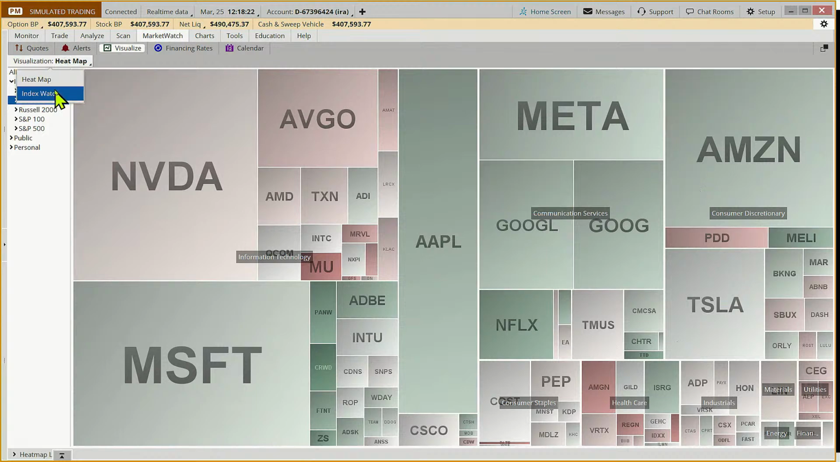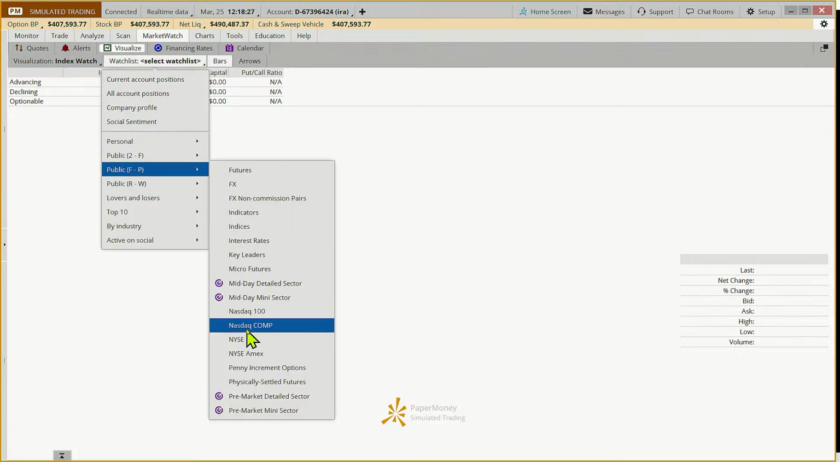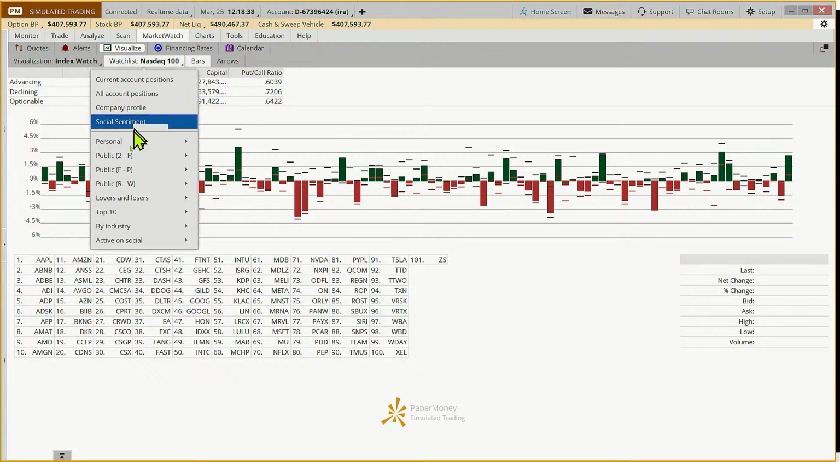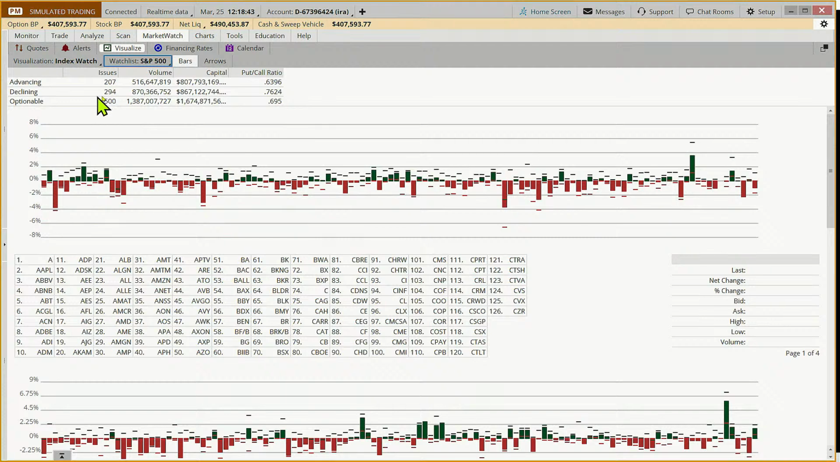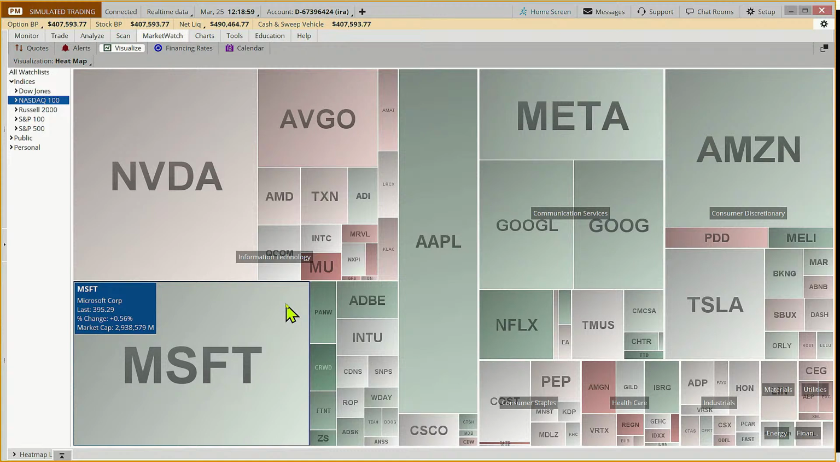But if we come to the Index Watch and we choose the NASDAQ, we're about half and half. 48 moving to the upside, 53 coming back down. And if we look at the S&P 500, again, we're on the lower side, we've got about 40% of stocks moving to the upside, 60% coming back down. And if we then come over and look at the heat map, we can see a mix of red and green today.